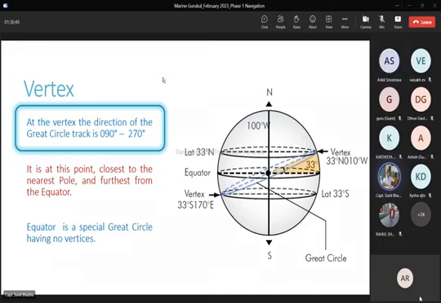Okay. All right. This first point should be clear in your mind. You should always remember that whenever the ship reaches the vertex, the direction of the great circle track is 090-270. That means the great circle track is in east-west orientation when you are at the vertex. So just remember this. Let's proceed ahead then.